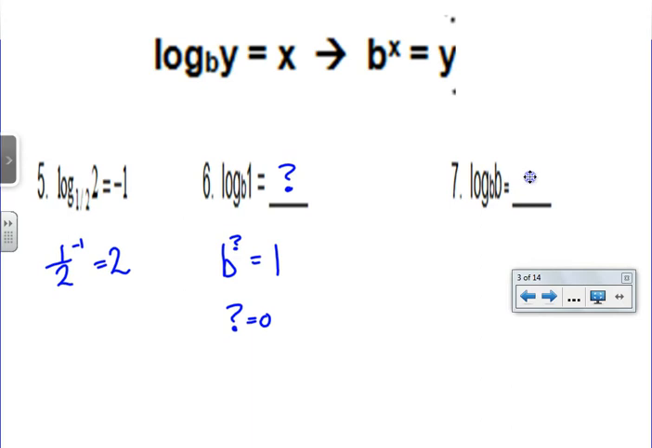And then let's look at number 7, same thing. I'm going to put a question mark here. So when I rewrite it, b to what mystery power, what do I have to raise it to get back just a b? And I think we can think about it for a little bit and realize that question mark has to be a 1.